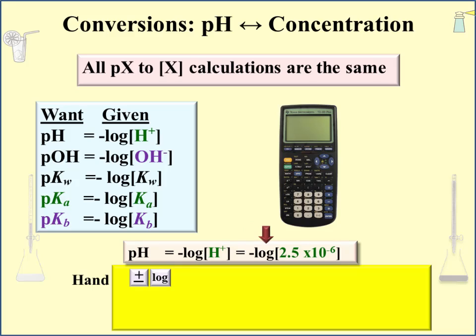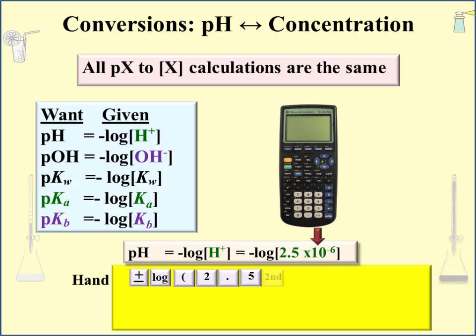Before entering the concentration, begin a set of parentheses. The concentration is given in scientific notation, and that is how it should be entered into the calculator. Start with the coefficient of the scientific notation. Here it is 2.5. The tricky part is the 10 to the minus 6. Avoid using a multiplication sign here. 2.5 times 10 to the minus 6 is one number, and the calculator has a way to input the exponent part of the scientific notation.